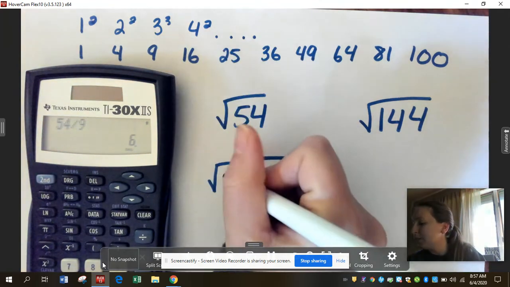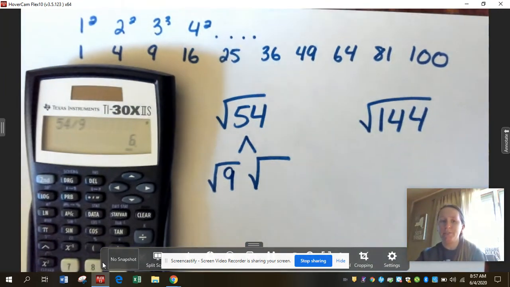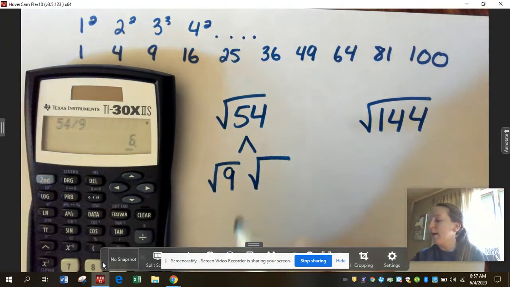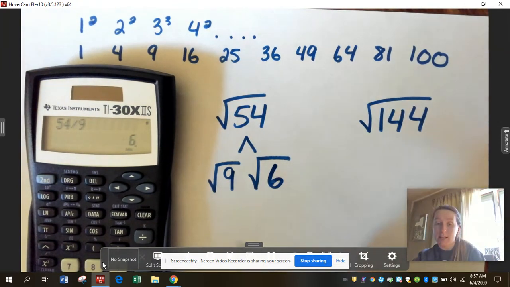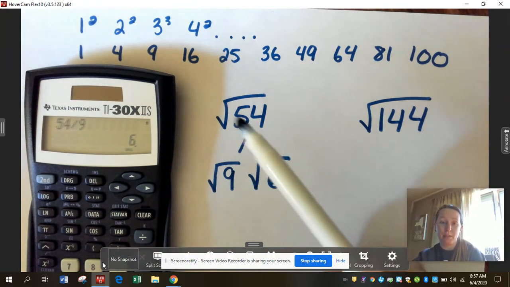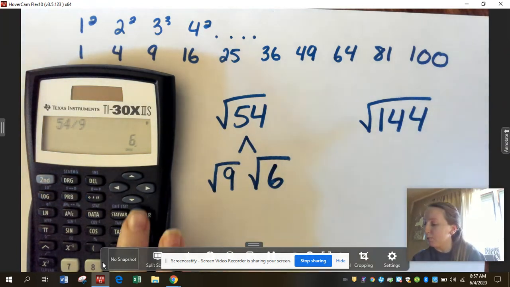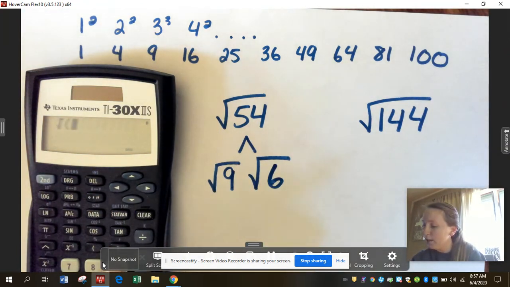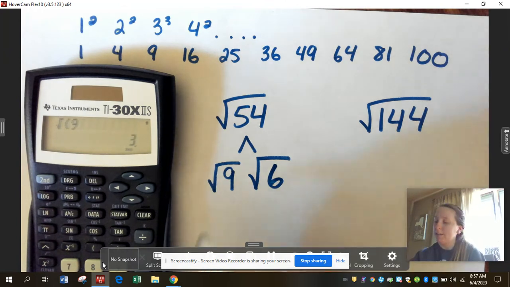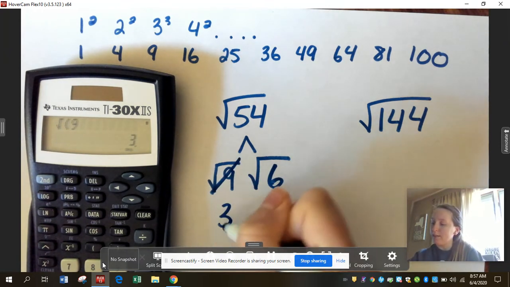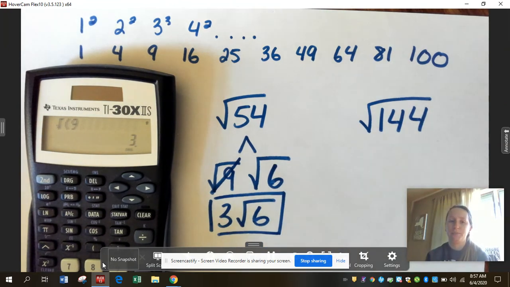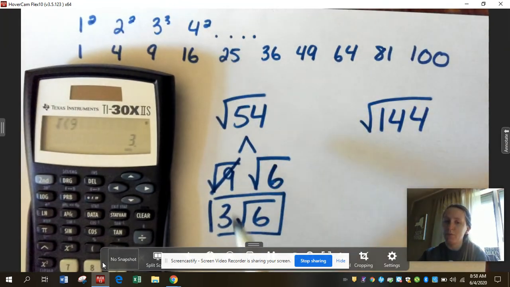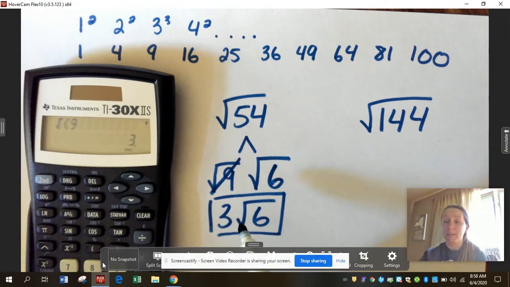The 9 is from the list, so I'm going to put the 9 first. And then since 54 divided by 9 is 6, the 6 is going to go here. Because we followed the steps and we put the number from the list first, that means we're going to be able to simplify this. If I type in square root of 9 into my calculator, it is equal to 3. So I can rewrite it as 3 square root of 6. And again, square root of 54 and 3 square root of 6, if I were to type it into the calculator, mean the exact same thing.